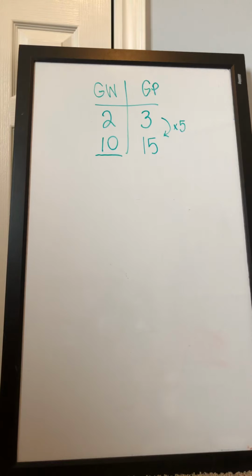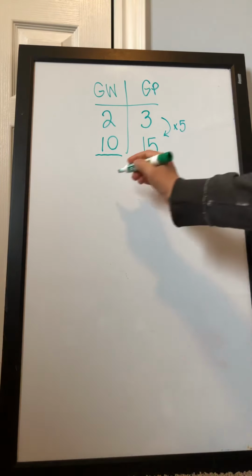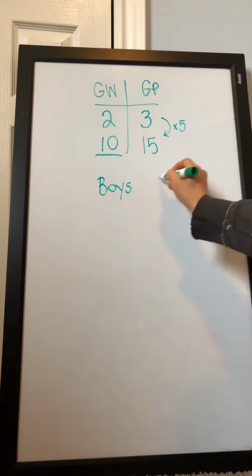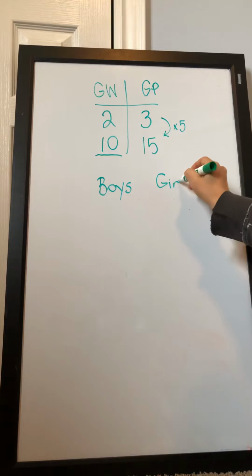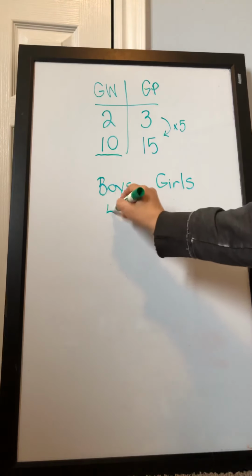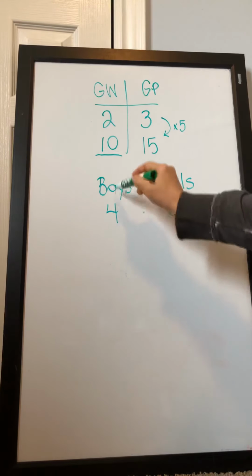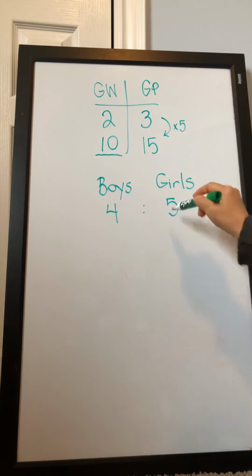Okay, so for number 8, it says the ratio of boys to girls in the class is 4 to 5. So if there's 20 boys, how many girls? What's really important, the order in which they say the ratio is the same as the order in which they say the numbers. So if we're saying the ratio of boys to girls is 4 to 5, we have to keep 4 with boys and 5 with girls.